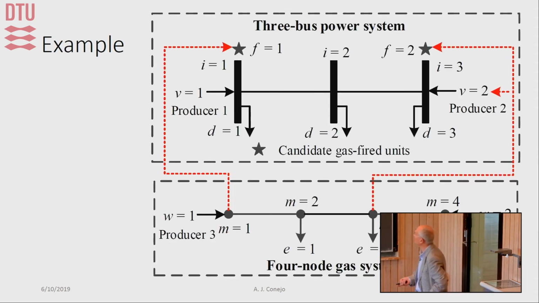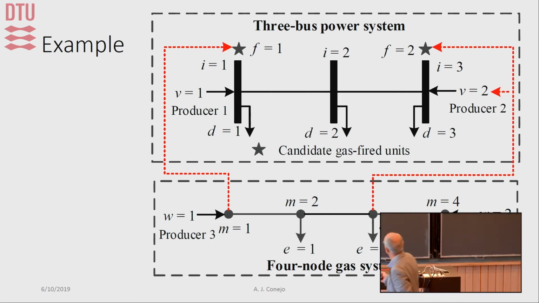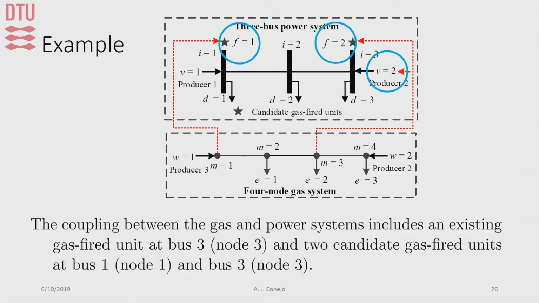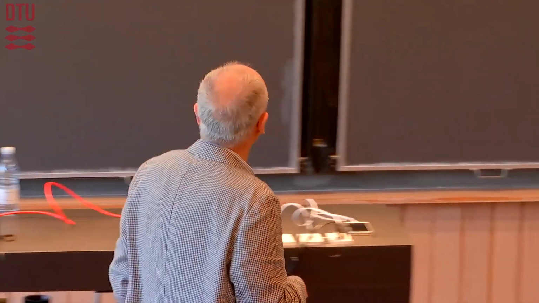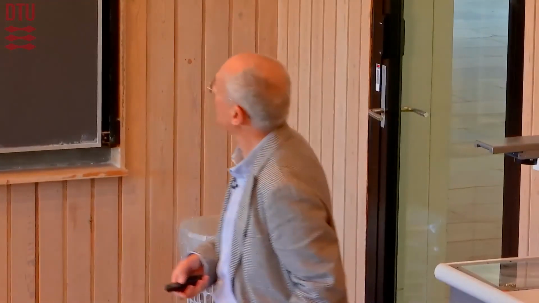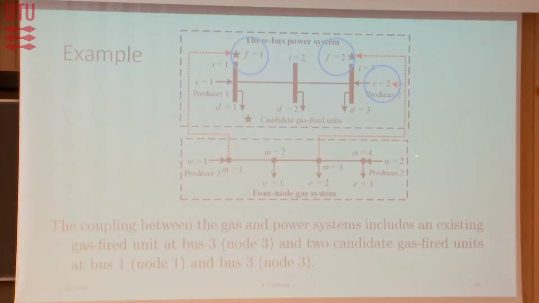So I think we should just look at this simple example that we have over here. We also analyzed the Belgian system in great detail, so you can look at the paper for that. But anyway, that's the system that we have. This is the gas system. We have 4 nodes: a gas source here, another gas source here, 3 gas demands, and a demand for gas to produce electricity.